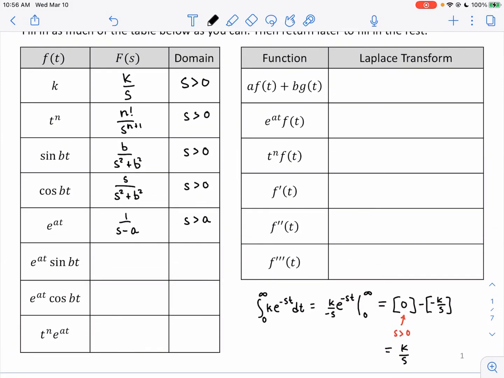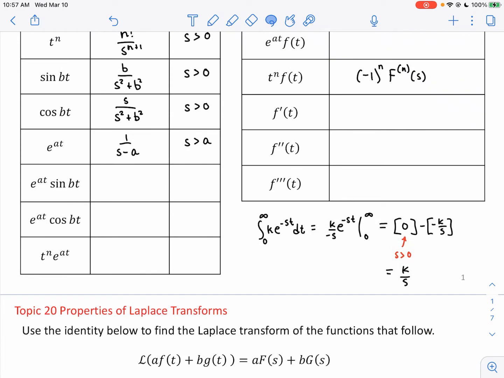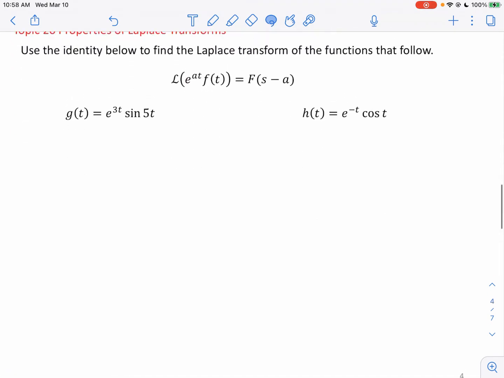For example, right here, we can fill in this entry. So the Laplace transform of t to the n times f of t is going to be negative 1 raised to the n, and then we're going to have to do the nth derivative of the Laplace transform of f. So put this n in parentheses to indicate a derivative, and this is the formula we use for t to the n times a function. Okay, next, let's go to the next slide.